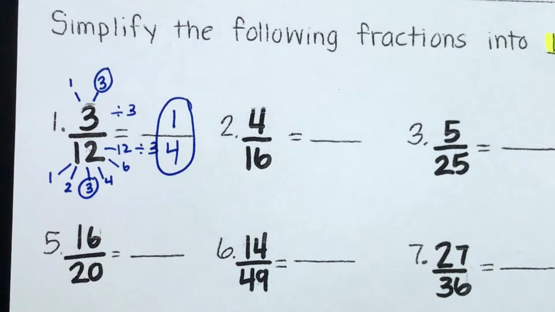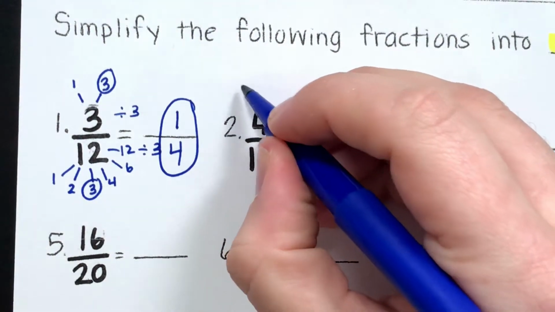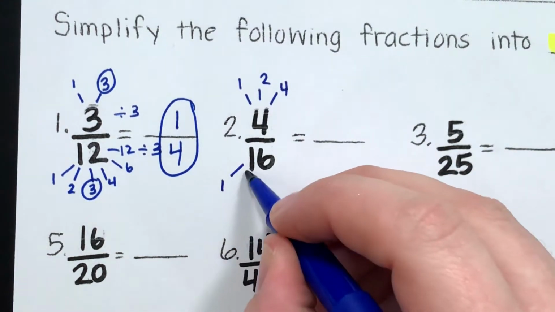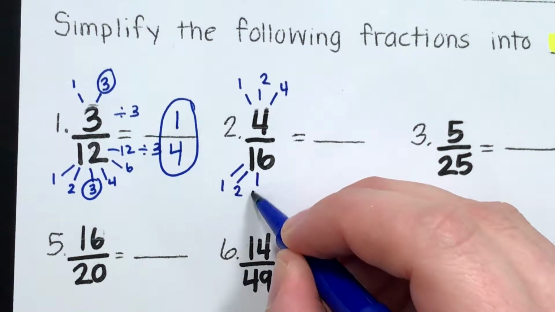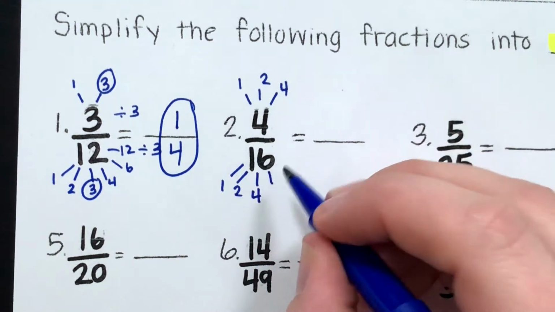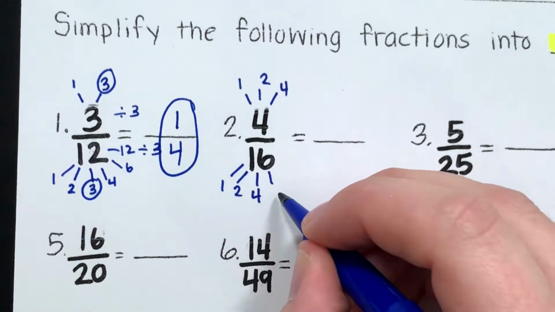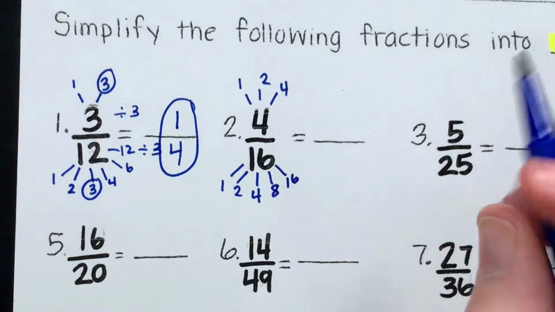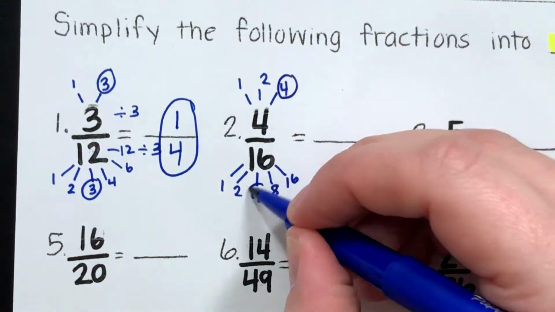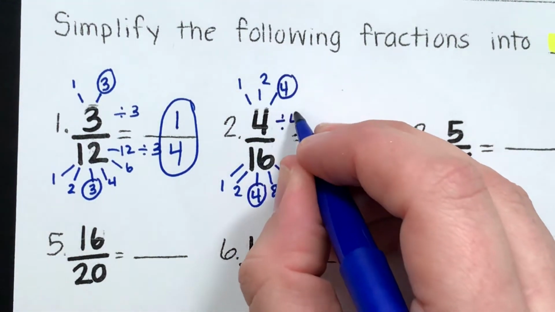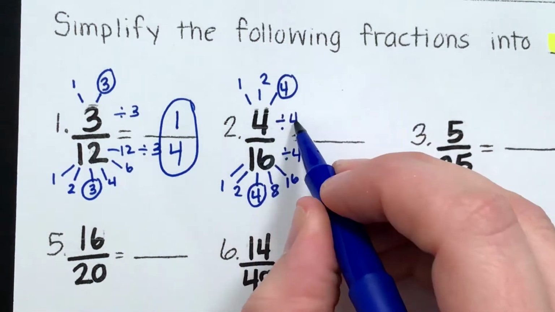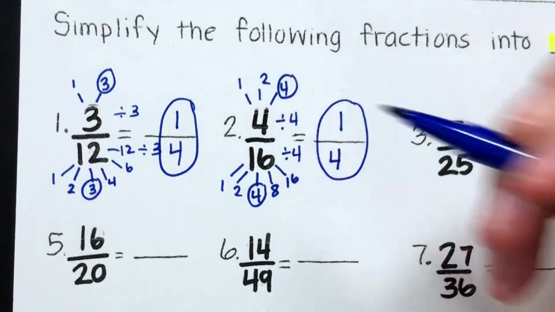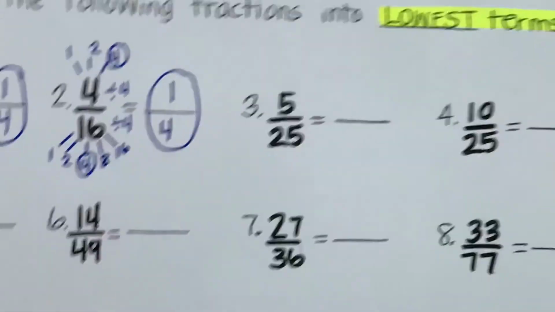Okay, number 2. 4/16. So our factors of 4 are 1, 2, and 4. Factors of 16 are 1, 2, 4. 4 times itself gives you 16, so 2 times 8 gives me 16, and 1 times 16. So those are the factors. Our greatest common factor is 4. So we're going to divide both sides by 4. 4 divided by 4 is 1. 16 divided by 4 is 4. So again, our simplest terms here is 1/4.